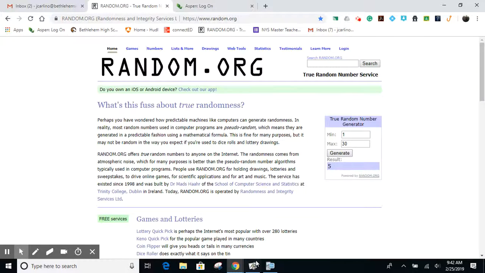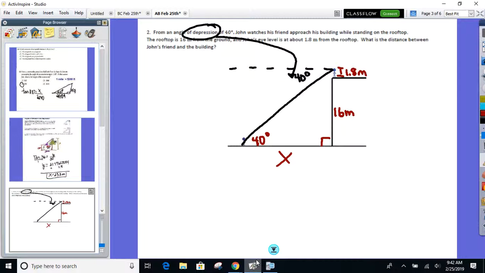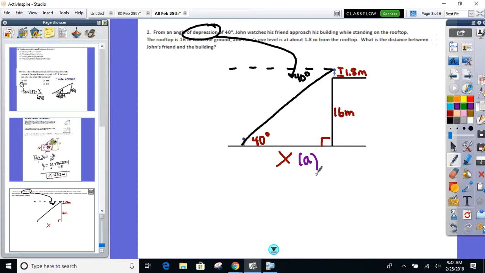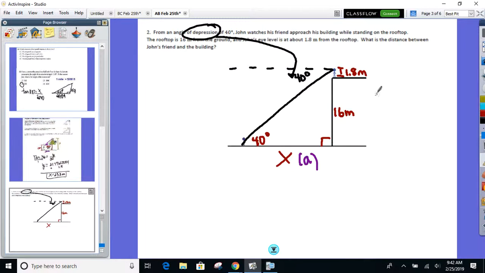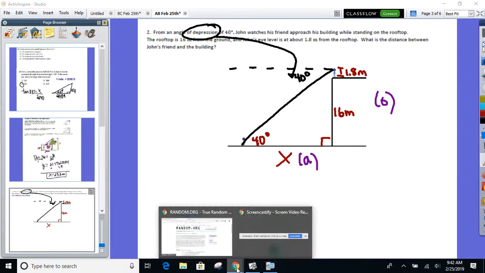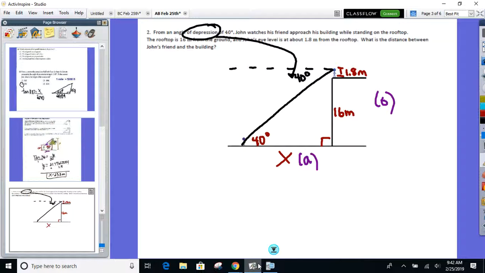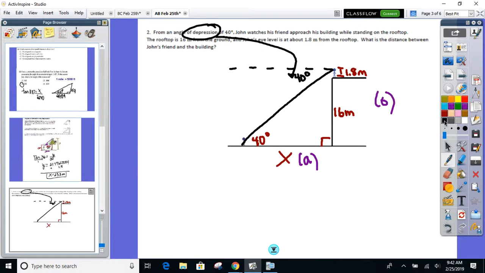Here we go, number 5. What's the x acting as if I go from that 40-degree angle? Opposite, adjacent, or hypotenuse? What is it? Adjacent. And what about all this over here? That's opposite. Okay. With those two sides, sine, cosine, or tangent, which one can I use there? Tangent, yep.